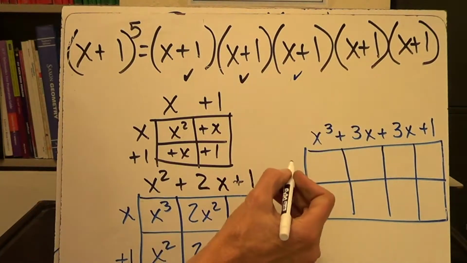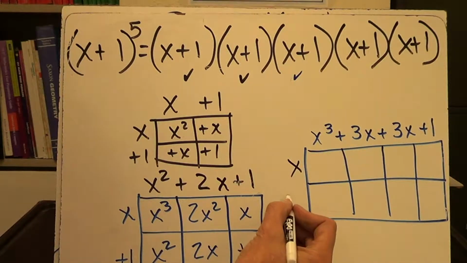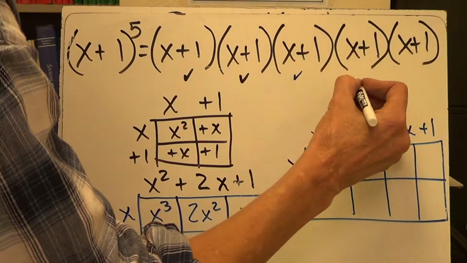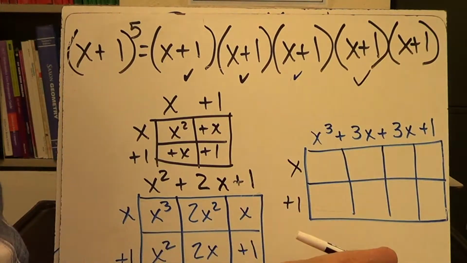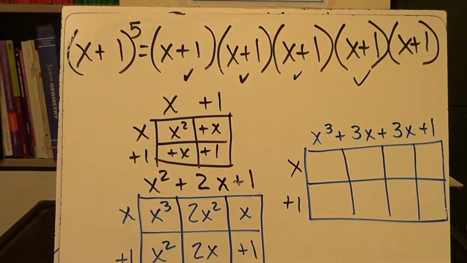Would you please take over? You're on the fourth one here. Pause the video. Get x plus 1, and do that one. Once you get that answer, you'll have to do it one more time. Pause the video. Please do that in your notes.